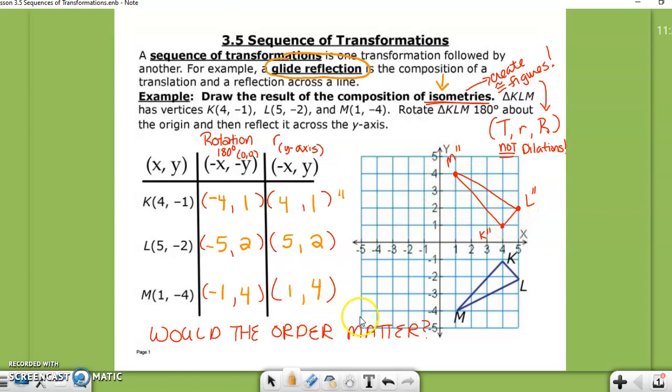Would the order matter? Could I do the reflection over the y-axis and then do the 180 degree rotation and end up in the same place? Let's mentally think about that. If I reflected over the y-axis and then I rotated 180 degrees, I may not. It may be at a different spot. So in general, yes, our order does matter.